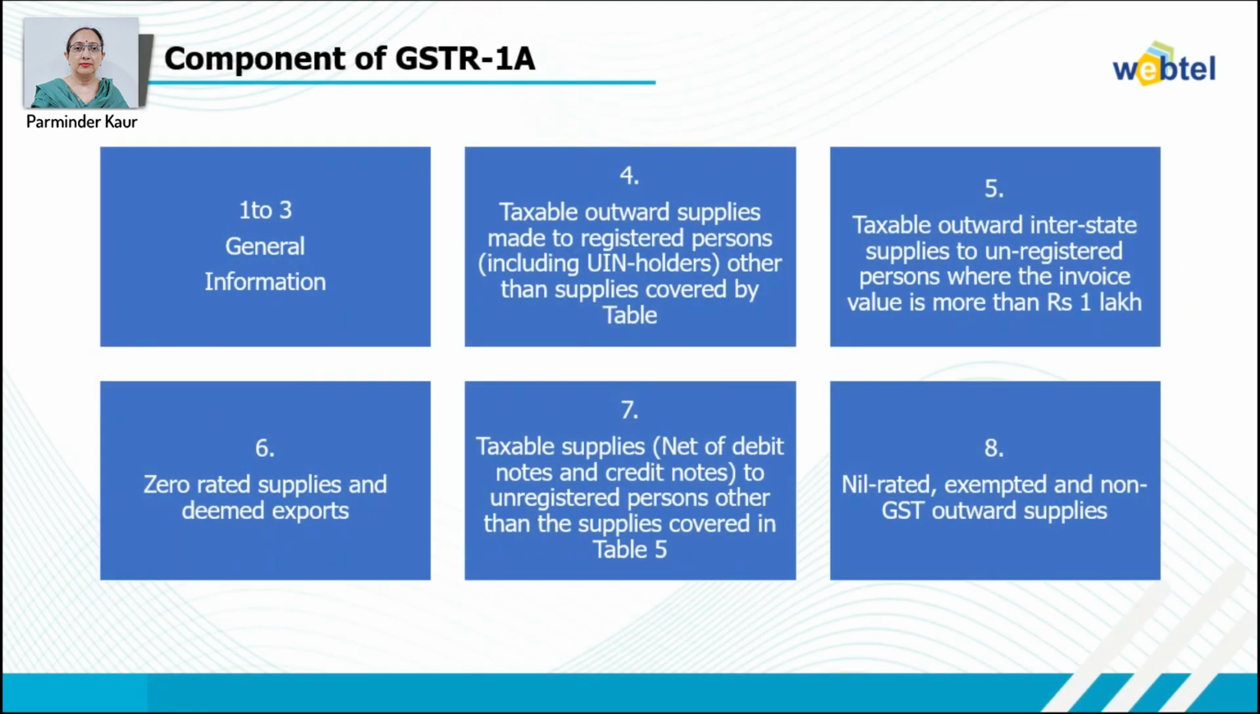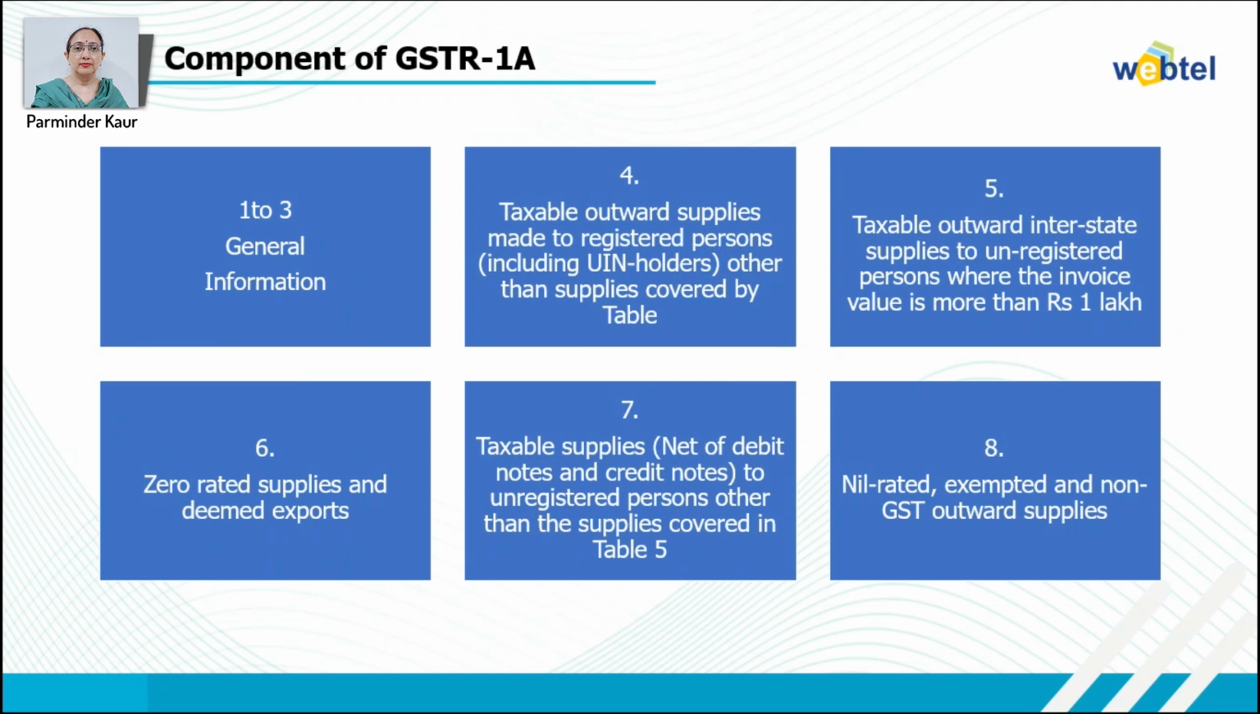Now, what components or detail do we have to fill in the GSTR 1A form? In tables 1 to 3, general information will go. That is the GSTN number and name of the taxpayer, which are required to be mentioned in 1 and 3. In the 4th table, the taxable outward supply made to registered persons, including the UIN holder, other than the supply covered by table number 6. So this heading will include changes made to the normal sale invoices that are not covered under the RCM, and changes made to the sale invoices attracting RCM.